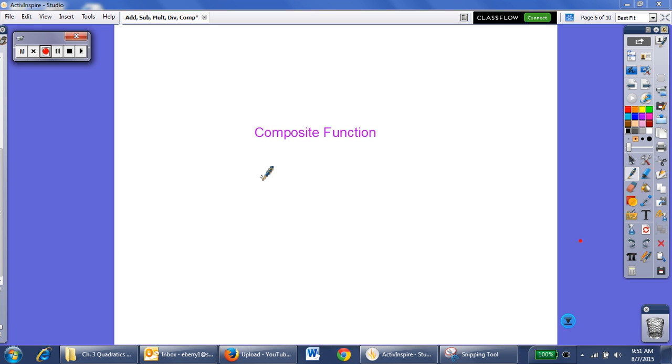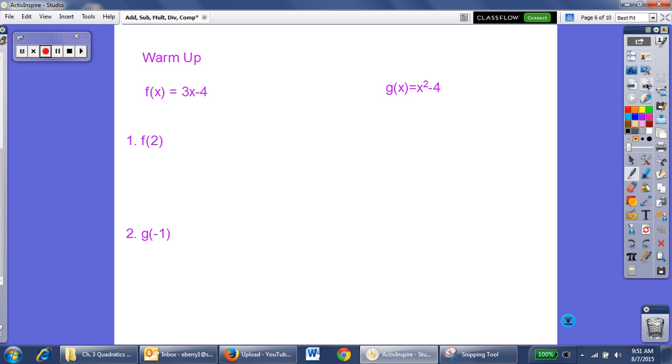Hello students. Today we're going to learn about composite functions. Let's begin with this warm-up. Using the two functions f of x and g of x here, go ahead and evaluate them.